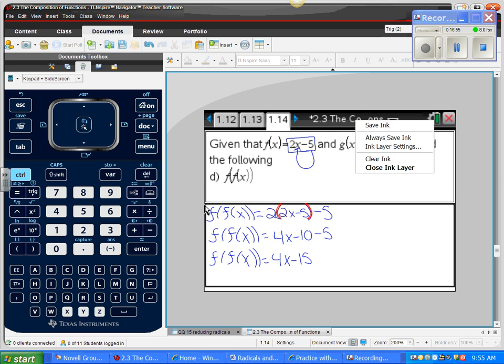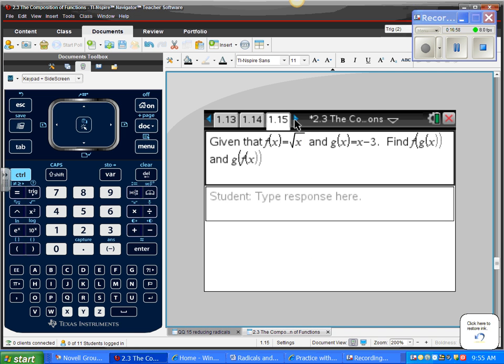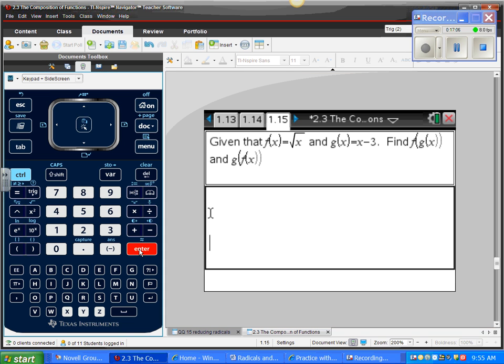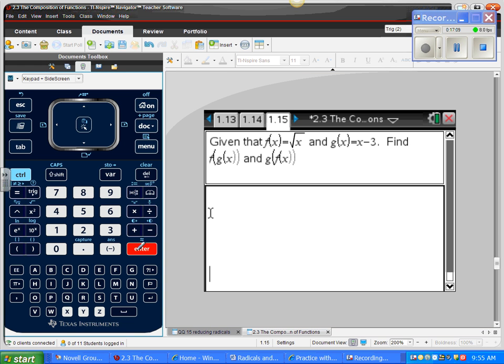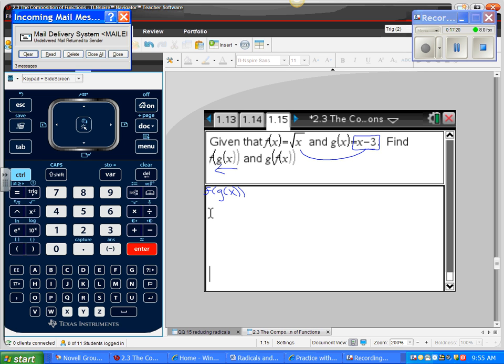Let's go to the next one. Given that f of x equals the square root of x and g of x equals x minus 3, find f of g of x and g of f of x. Okay, so we're going to start with f of g of x. And again, moving right to left, g is going to go in for f. So we're going to take that square root and put it underneath. Now, since there's nothing else algebraically we can do with that, that's it. That is f of g of x.